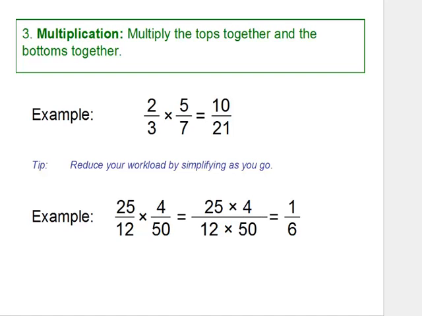One tip is to reduce as much as possible during intermediate steps. So you might notice in that second example that 25 and 50 have a shared factor of 25, 4 and 12 have a shared factor of 4. So rather than multiplying 25 times 4 and getting 100, and 12 times 50 and getting 600, and then reducing at the end, reduce as you go. And just keep track of what you're doing. Think about what's left over, if there is anything left over. When you divide by 25, 1 is left over on the top and 2 is left over on the bottom.